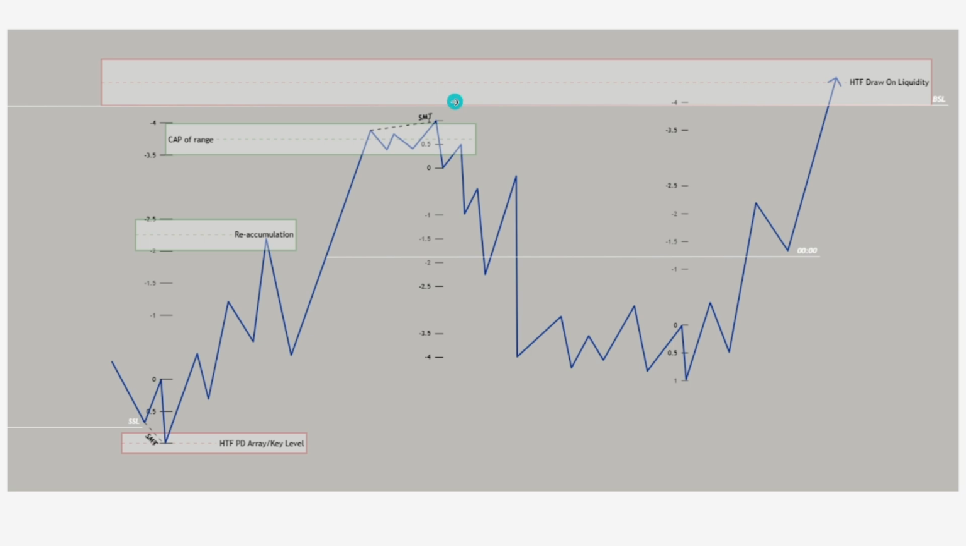Like I said, going back a little bit further, that doesn't mean we just leave this inefficiency and never come back to it. Price will come back to it. It's a higher time frame draw on liquidity. Okay. So we get to -2, -2.5, reaccumulate. Notice how we jab back, but we stay above midnight price. And then boom, we finish off that move to -4, which is the cap of the range.